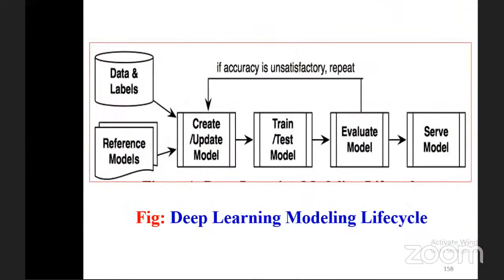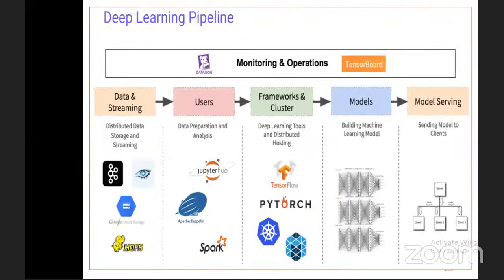So deep learning modeling involves data and labels, reference models, creating and updating models, training, testing, evaluating, and serving models, etc. In the deep learning pipeline, for data streaming purposes, we use various data tools like HDFS, Cassandra, etc. Even Pig programming we use as a data streaming programming language. YouTube, audio, video, text, graphics, unstructured data, the Pig programming language can handle very easily. It is a data flow language.